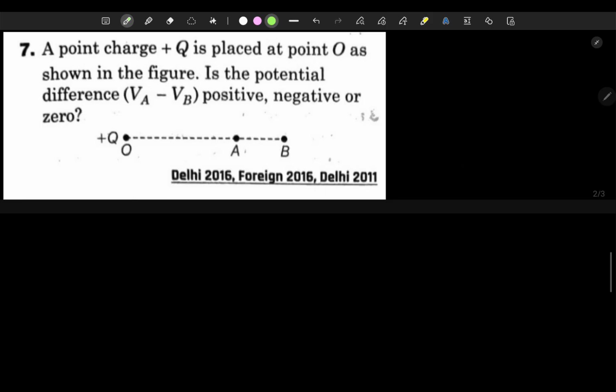Okay. Next is our question number 7. A point charge plus q is placed at point O. That means plus capital Q behaves as your source charge. It is at position O. Is the potential difference VA minus VB positive, negative or 0? Let's see. This is very conceptual. So here this is your point A, and this is your point B. We have to think whether the potential difference VA minus VB is positive or negative.